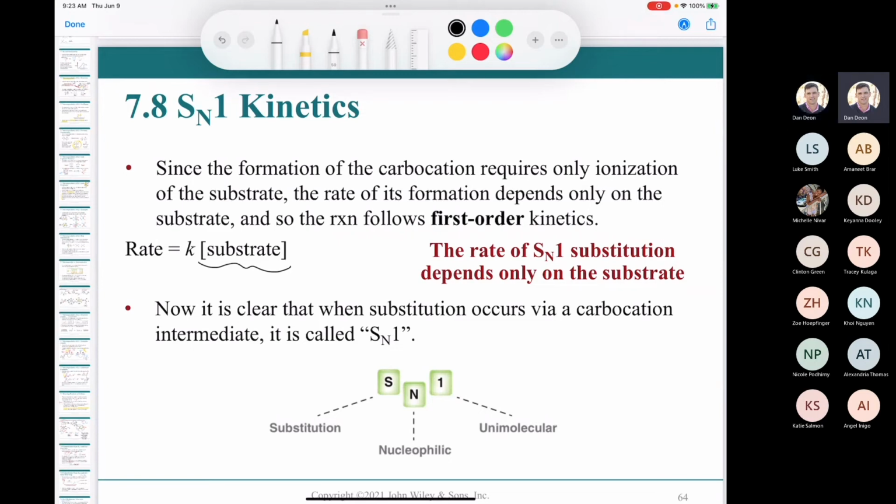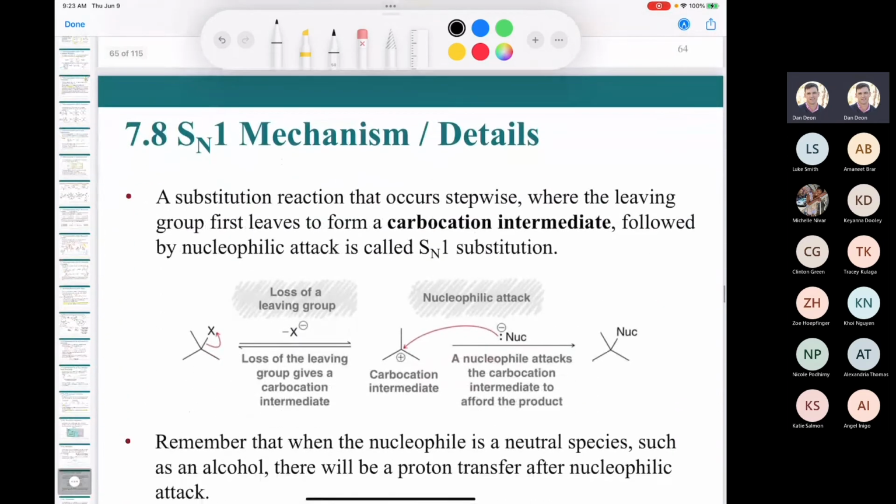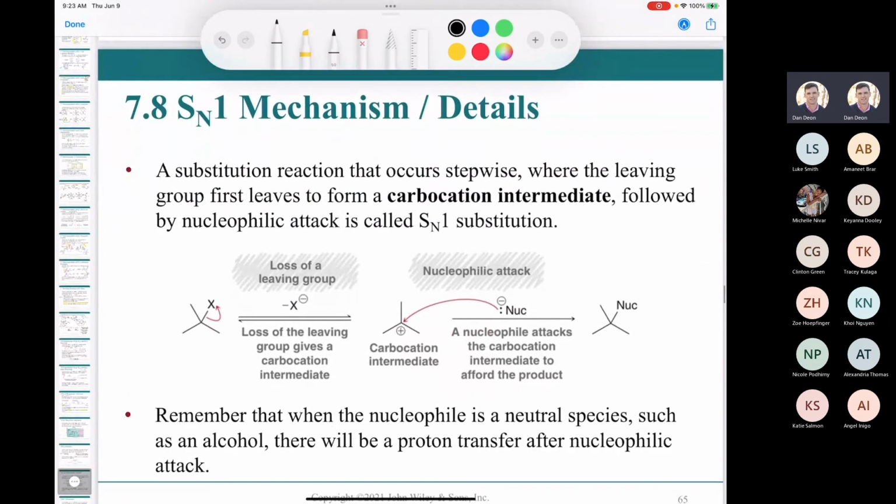Now, if you look at a general mechanism for an SN1 reaction, what you're always going to see in common in any SN1 reaction are the loss of the leaving group and the nucleophilic attack. Now, there might be a proton transfer depending on the species that's doing the nucleophilic attack. However, it's always these steps, SN1, one at a time. Step 1, loss of leaving group. Step 2, nucleophilic attack. Again, there may be a proton transfer in there, but that depends.